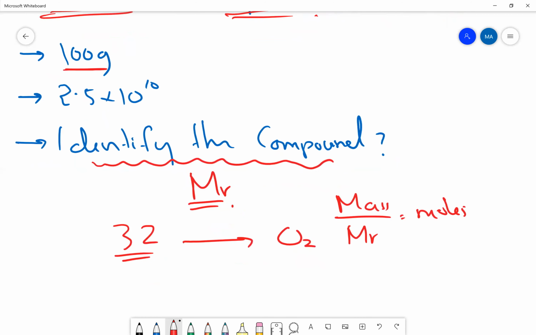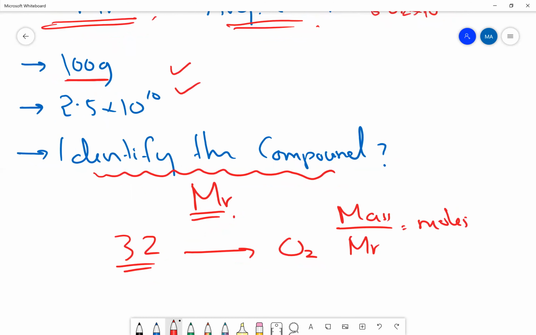By looking at the data given, the two physical quantities here... No, we don't have the MR value. We don't really have the MR value, and we also don't have the moles. You cannot figure out MR from this question.